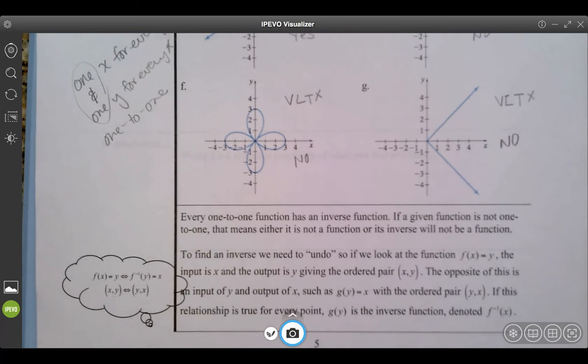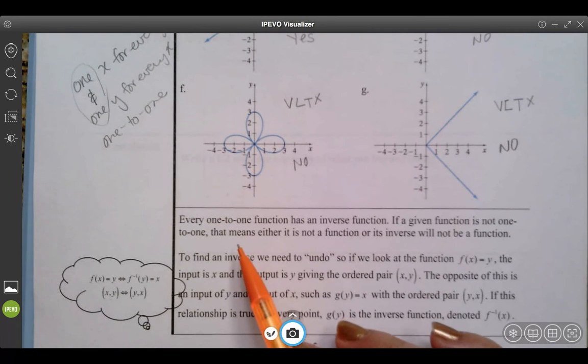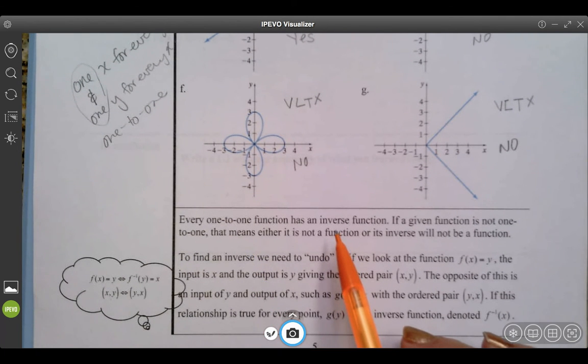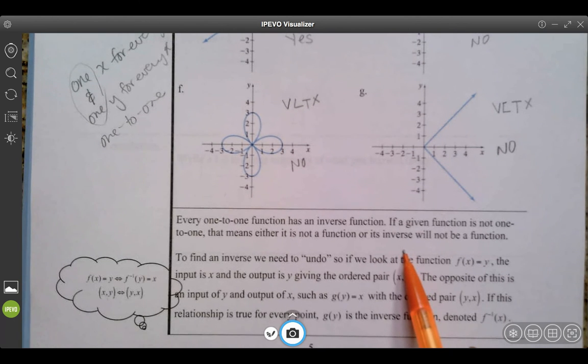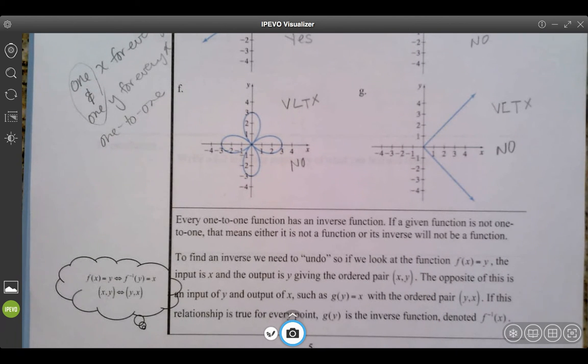Okay, so let's look at how this relates to inverse functions. Every one-to-one function has an inverse that is also a function. So if a function is not one-to-one, that means that either it is not a function or its inverse is not a function. So that's what makes one-to-one functions so special.